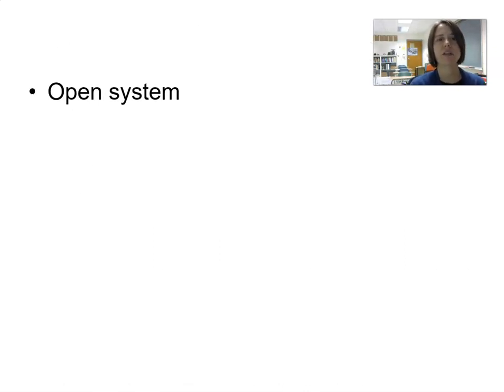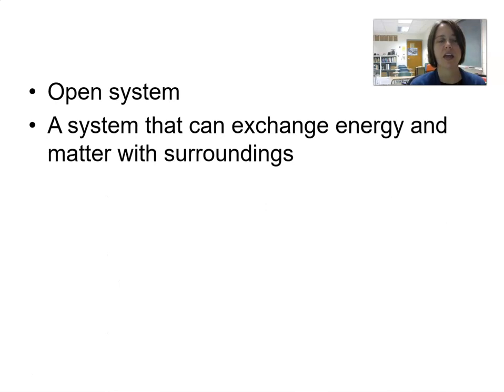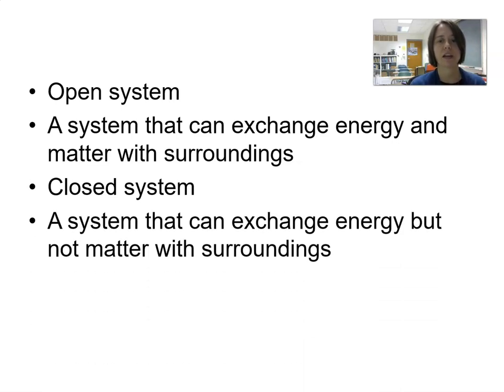There are a couple of different categories of systems. One of them is an open system, and that is a system that can exchange energy and matter with the surroundings. So if you have your car doors open, then it can exchange energy and also things, matter. A closed system is a system that can exchange energy but not matter.